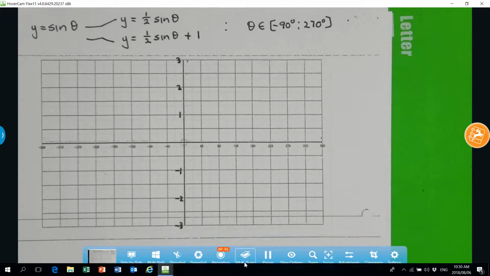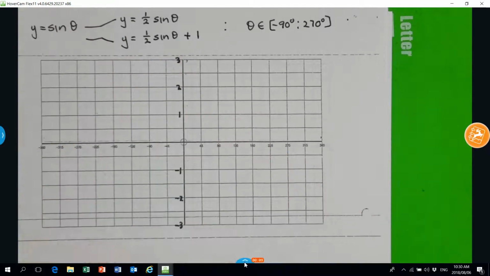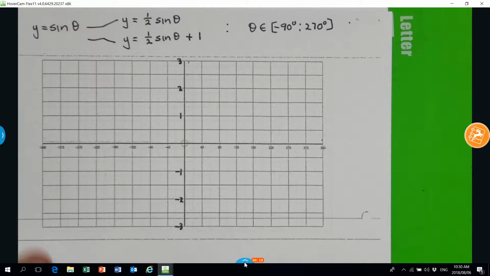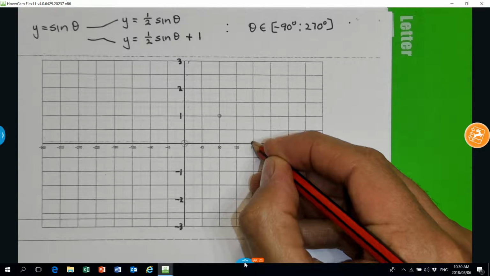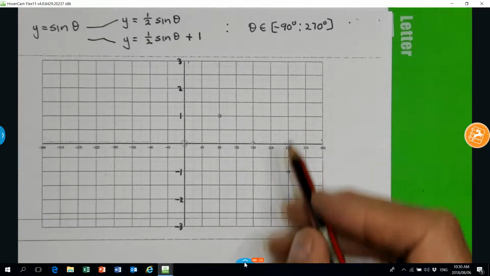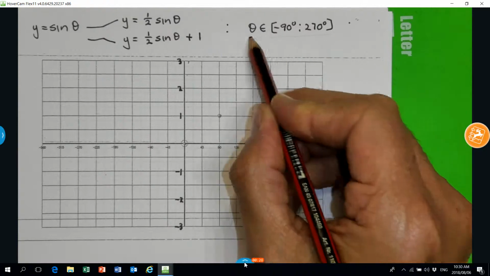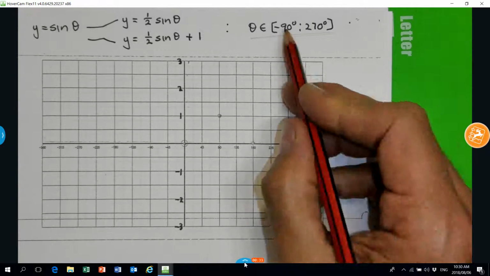Okay folks, this is the third video clip, and we're still dealing with vertical transformations applied to the mother curve of sine. Remember what I said to you, you have to know the values for the mother curve. It starts at 0, goes to 90 and 1, goes to 180 and 0, goes to 270 and minus 1. And remember, we're only sketching over that domain, so don't move outside of where we specified the domain.